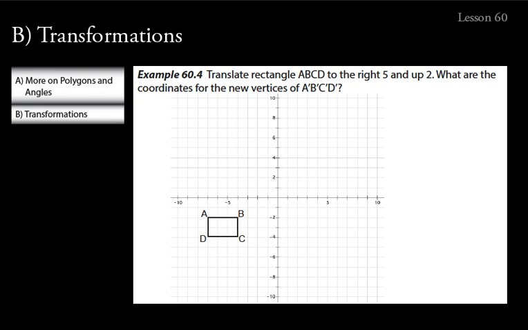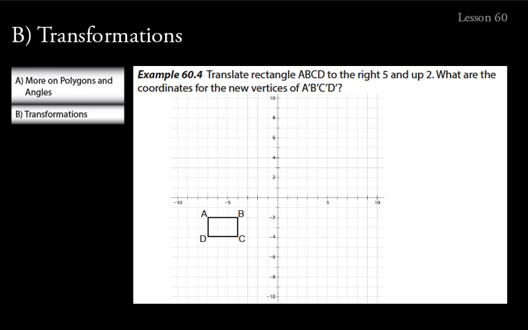Add that to vertex A and mark that on the graph. And then we can redraw the same rectangle. As long as we have a starting point, we can redraw the same rectangle and then identify those coordinates A prime, B prime, C prime, and D prime.